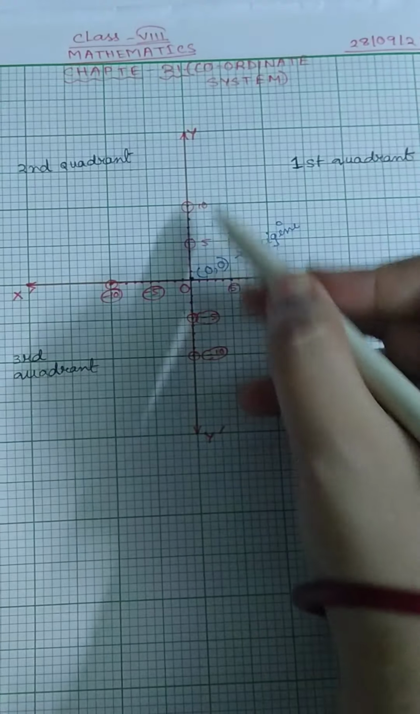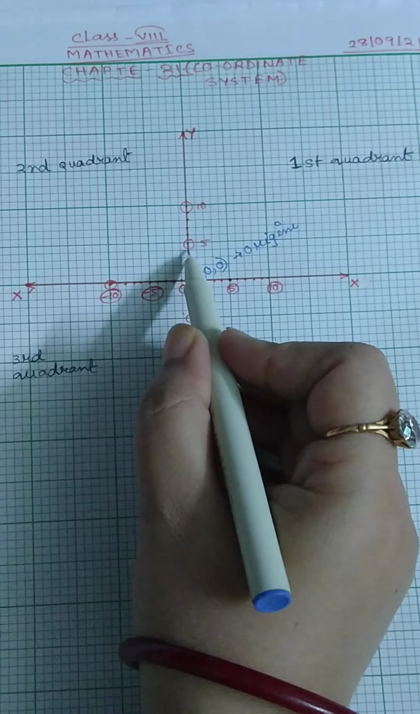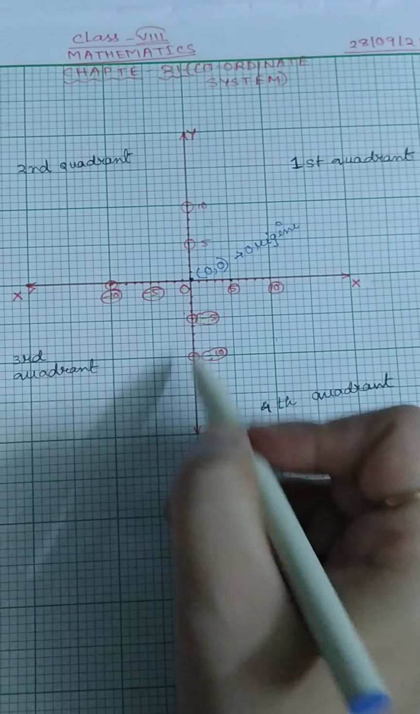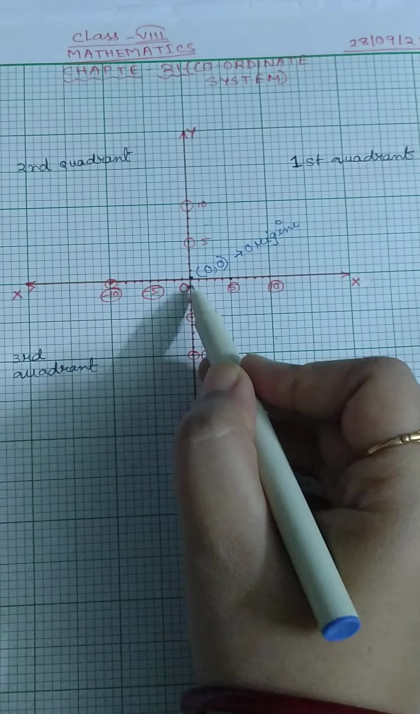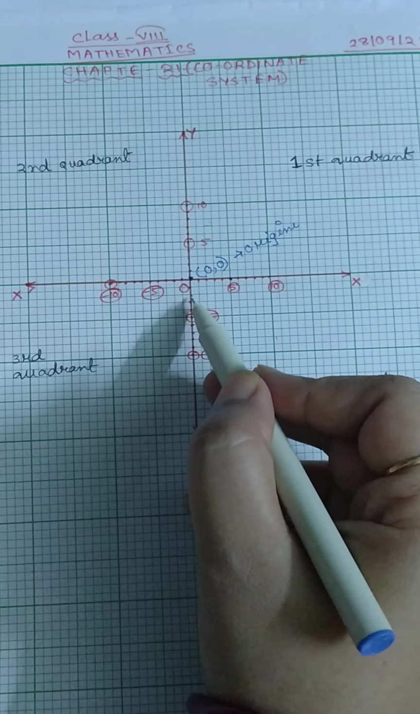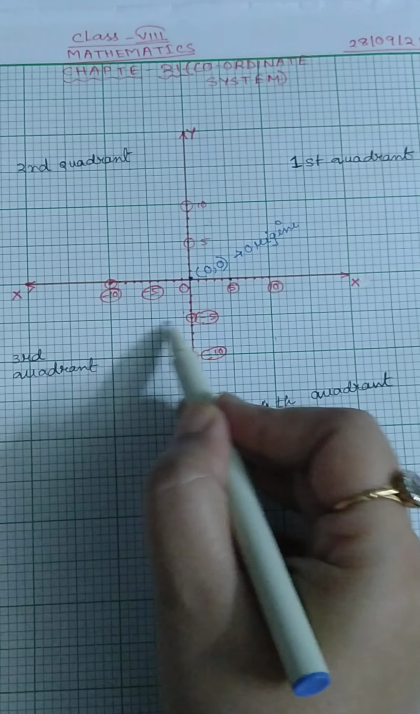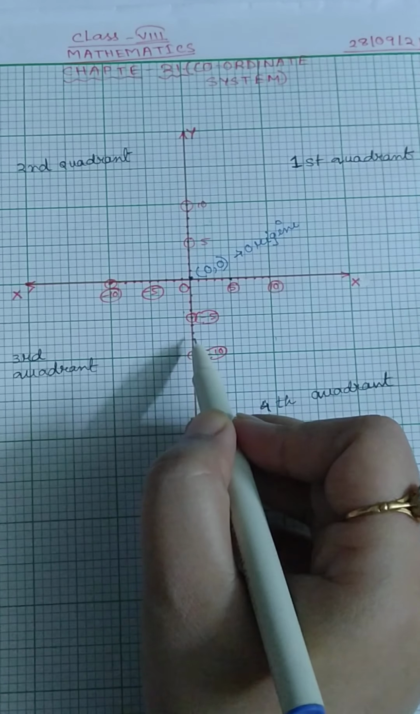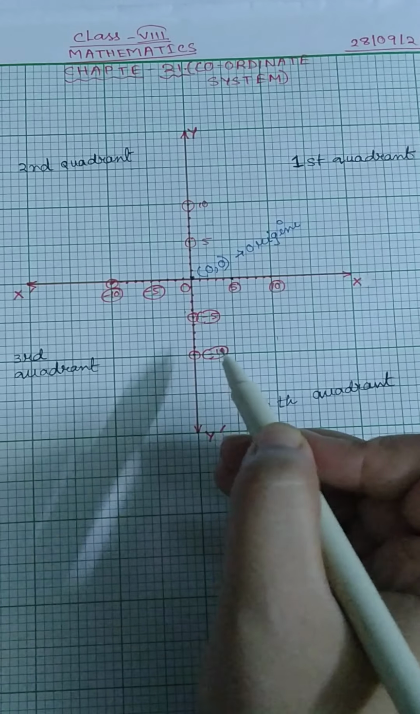Now on the vertical line, this is 1, 2, 3, 4, 5, 6, 7, 8, 9, 10, and below the x-axis, on the vertical line we will take as minus. -1, -2, -3, -4, this is -5. See, this is also a thick line but less thick than this. Then again -6, -7, -8, -9, -10.